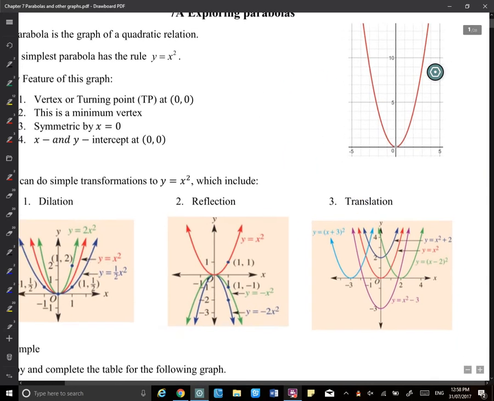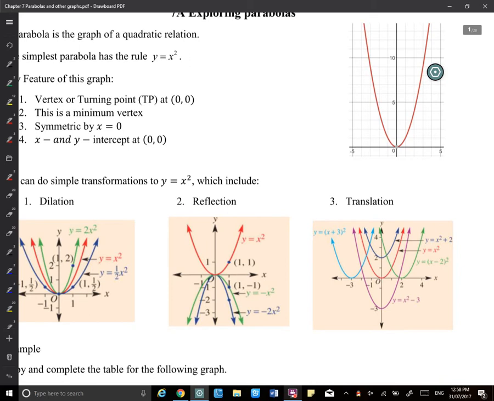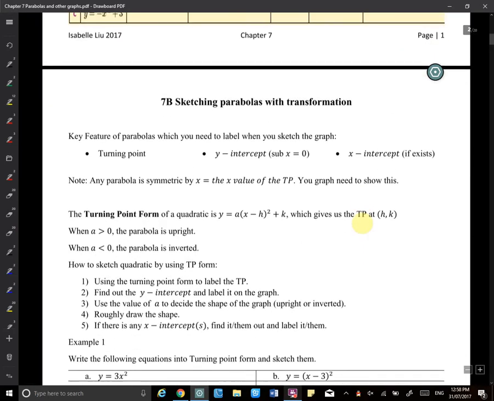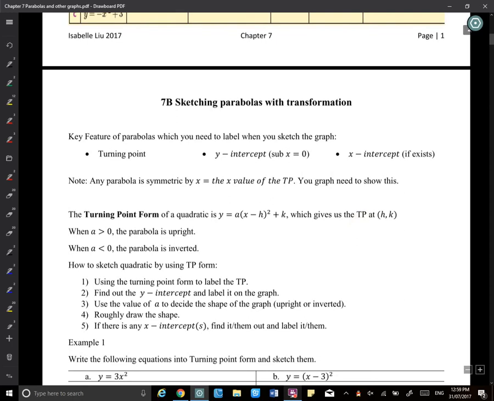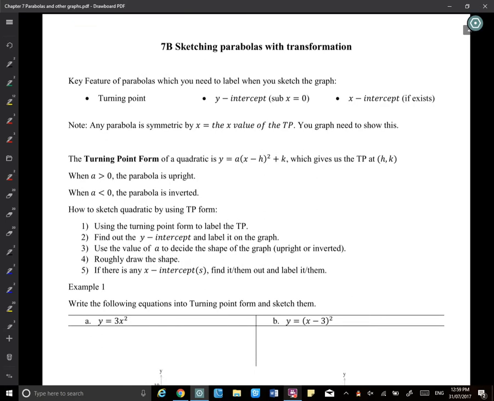So negative will be a sad face, and positive will be a happy face. And then we talked about the translations: if it moves to the right or to the left, what's going to happen? Okay, so today we're going to sketch some parabolas. The type we sketch is with turning point form. Okay, let's have a look.